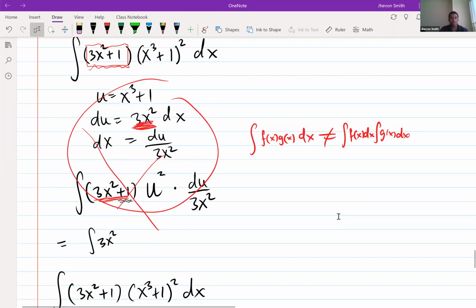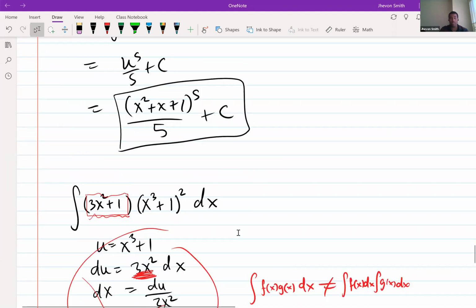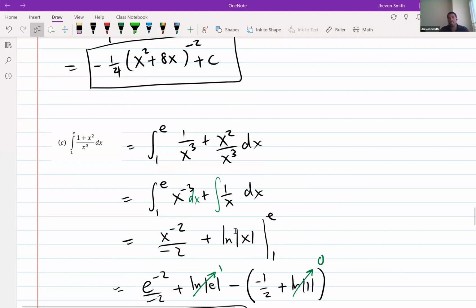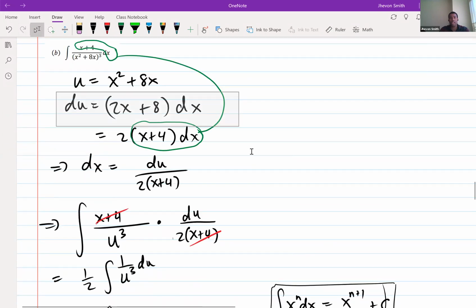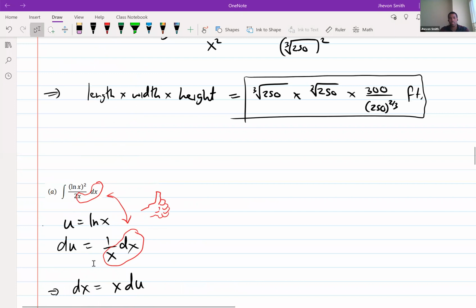So it was a fake out. Be careful. The step in the substitution is very important. After you choose something to be a substitution, to make your life easier, you need to make sure that when you take the derivative, it actually plays nicely with what you had in the original. So here I took the derivative, hey, that x plus 4, I see that x plus 4 here. Hey, I took this derivative, that 1 over x, I see that 1 over x here.